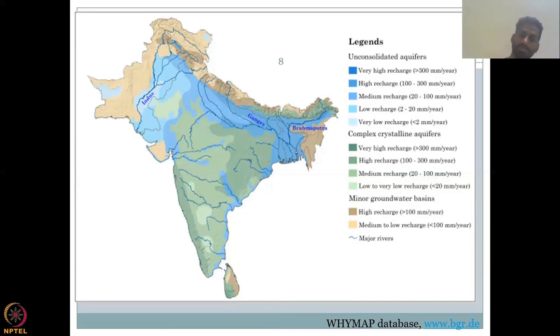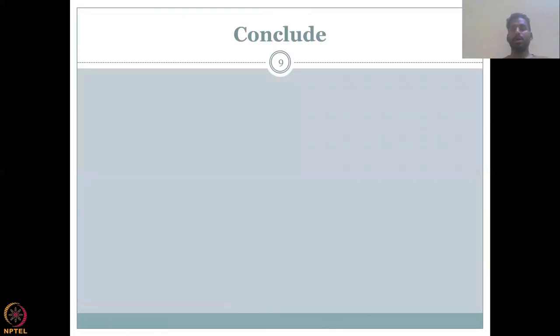So this information should be carried forward. If you see, there's not much difference in central India, but if you go to small scales, you will find some heterogeneity, which we will be discussing in the next lecture. I would like to conclude the chapter on Indian aquifers, and we will soon be discussing the hydrological parameters of groundwater flow. Thank you.